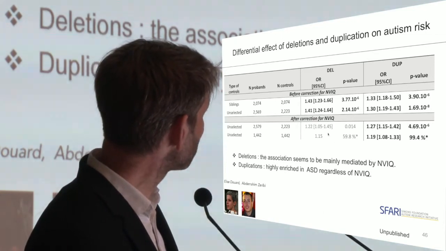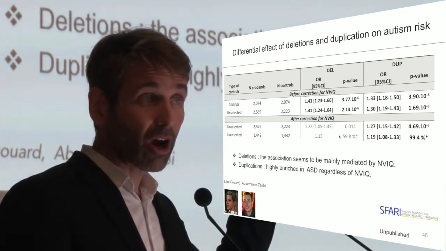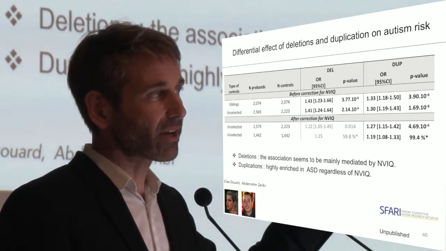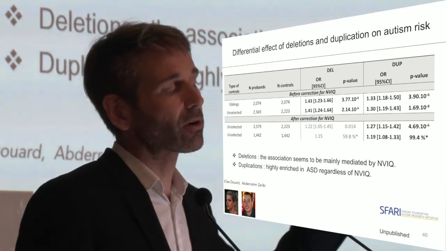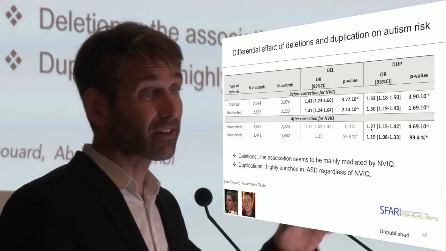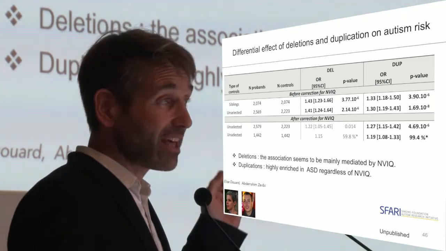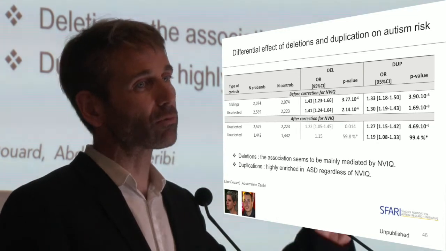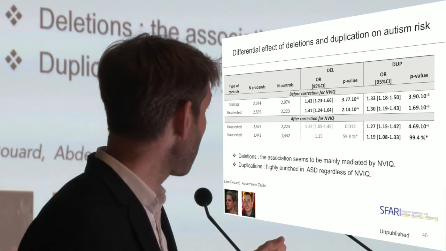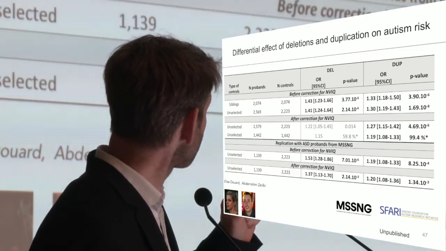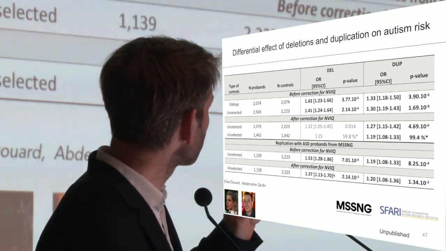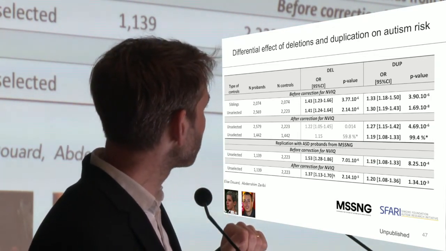And what you see is that once you adjust for that, although deletions are highly overrepresented in autism, once you adjust for the effect on IQ, there's no more overrepresentation, or it's marginal. On the other hand, duplicating doesn't change. So as you duplicate, their impact on IQ is unrelated to the risk that they confer to autism. So I think that's the first really interesting point. And this has been replicated now in the MSSNG data set, which almost has the same IQ distribution.